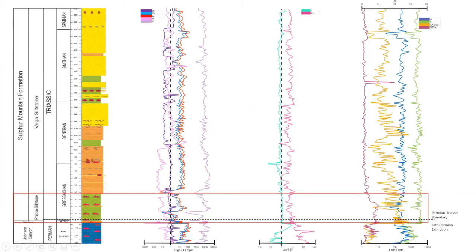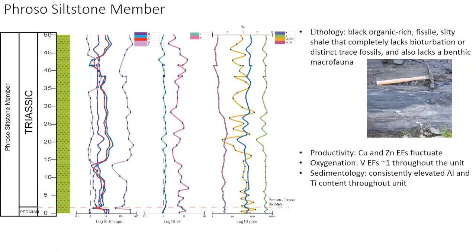Right. Next, we have the Phroso siltstone member right here. One thing to note is that the Phroso siltstone member acts as both the base of where the late Permian mass extinction event occurs, and also houses the Permian-Triassic boundary.